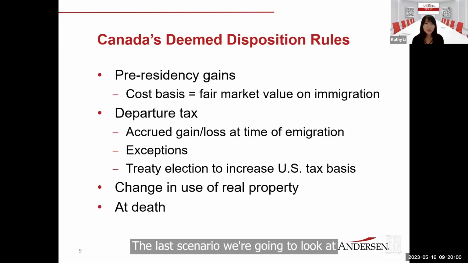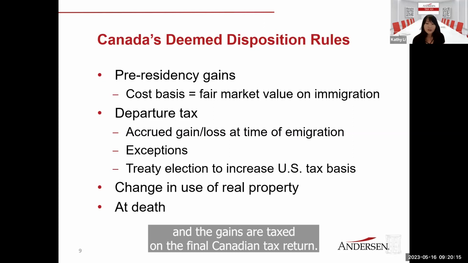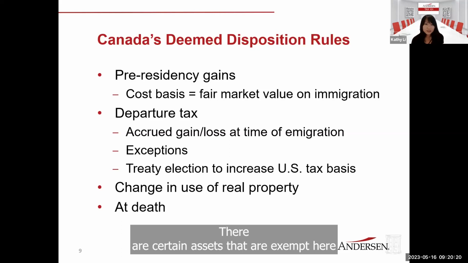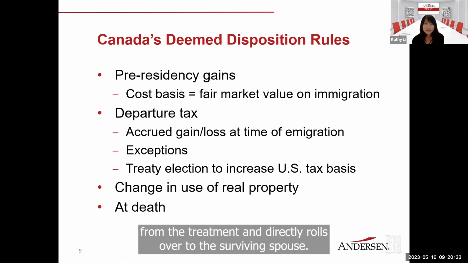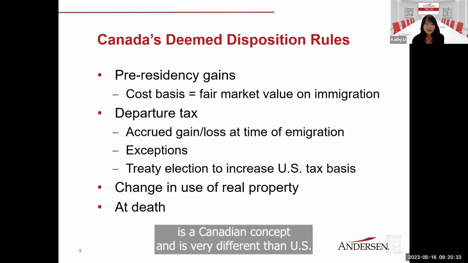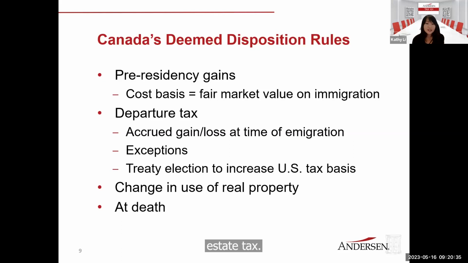The last scenario we're going to look at is deemed dispositions on death. A taxpayer is deemed to have disposed of all of their assets on death, and the gains are taxed on the final Canadian tax return. There are certain assets that are exempt from this treatment and directly roll over to the surviving spouse. Basically, this deemed disposition on death is a Canadian concept, and it's very different from US estate tax.